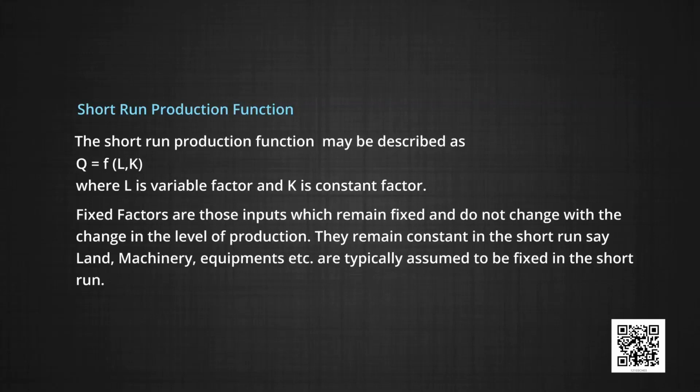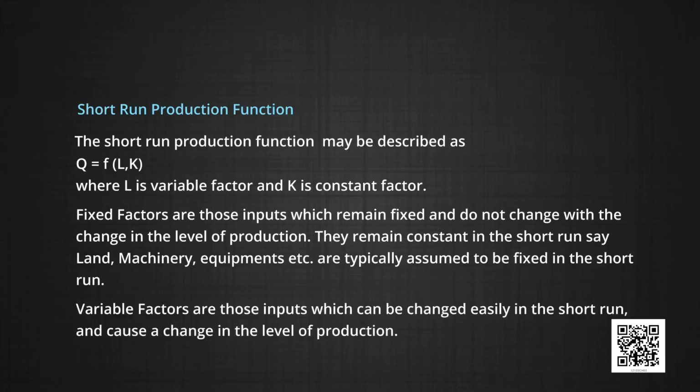Fixed factors are those inputs which remain fixed and do not change with the level of output. They remain constant in the short run. Land, machinery, equipment, etc. are typically assumed to be fixed in the short run. Variable factors are those inputs which can be changed easily in the short run and cause a change in the level of production.